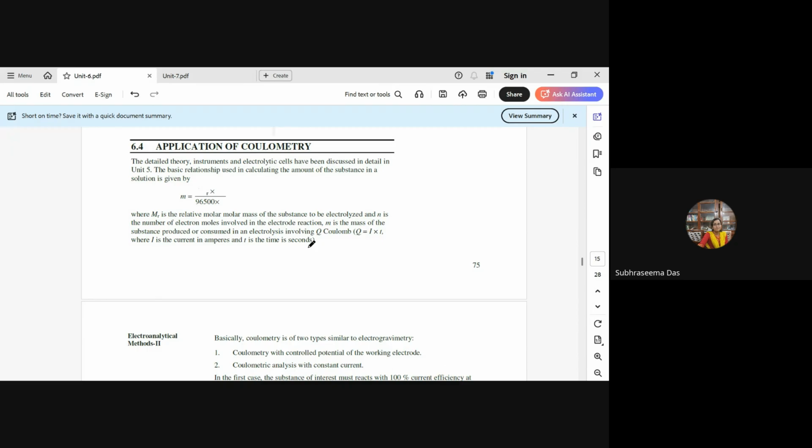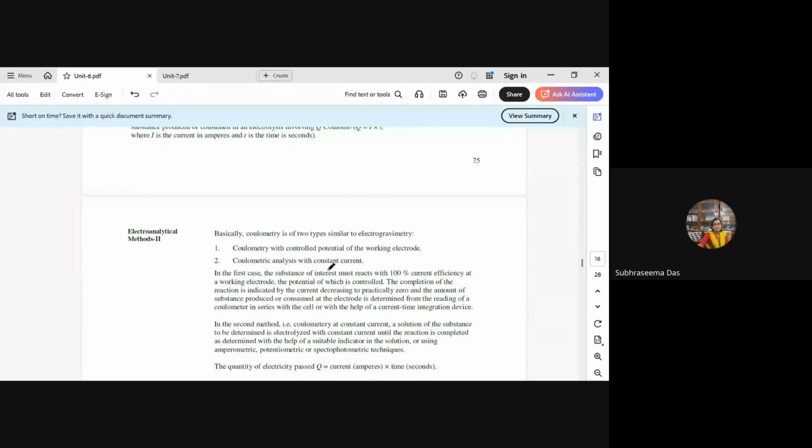The detailed theory, instruments and electrolytic cells we have discussed in the previous class. Now the basic relationship used in calculating the amount of the substance in a solution is given by m = (M_r/96500) × Q. Here M_r is the molar mass, small m is the mass of the substance, and Q is the coulomb, where the coulomb is equal to I × t.